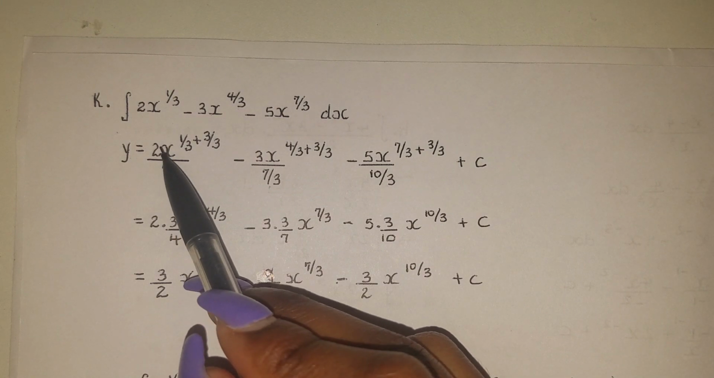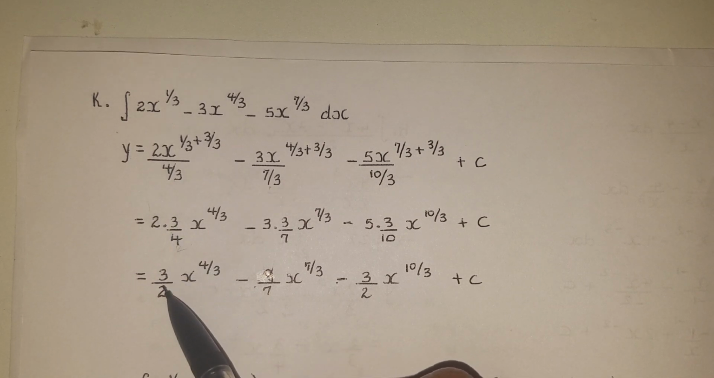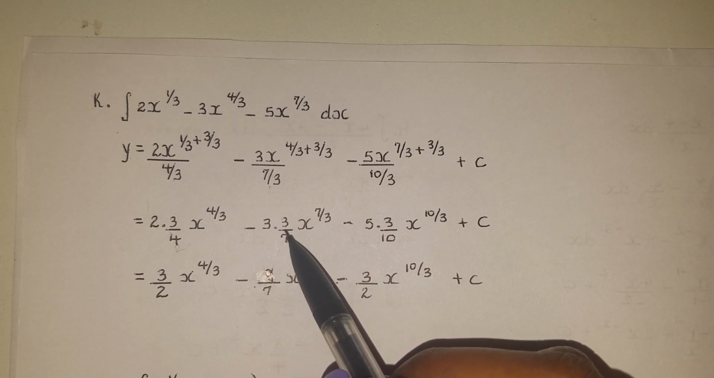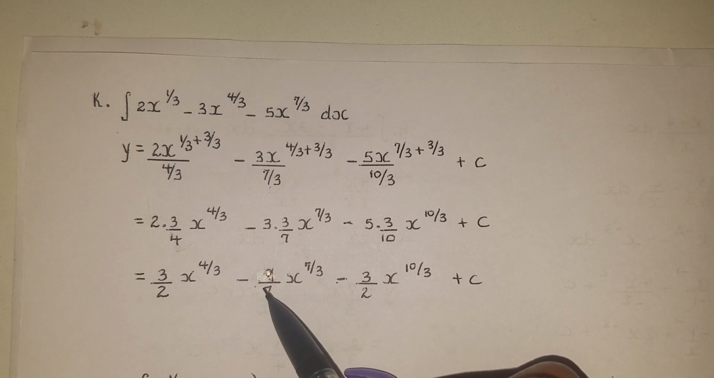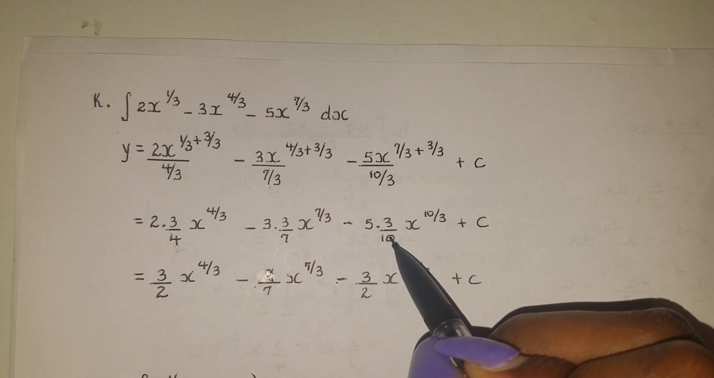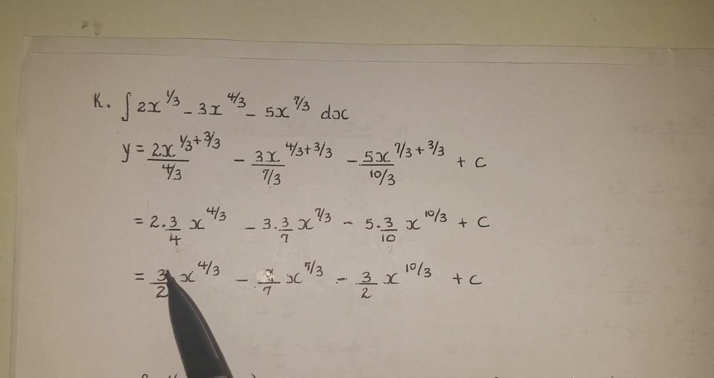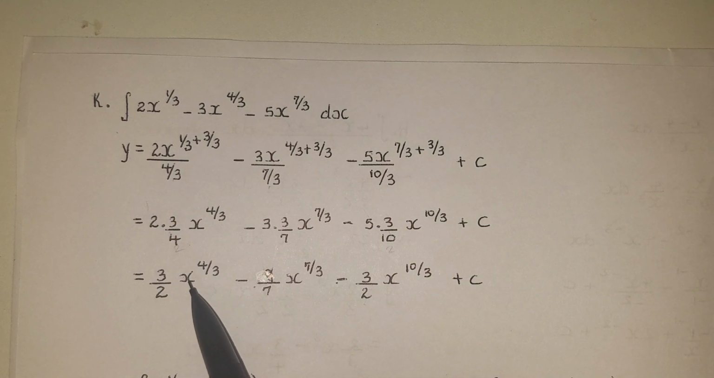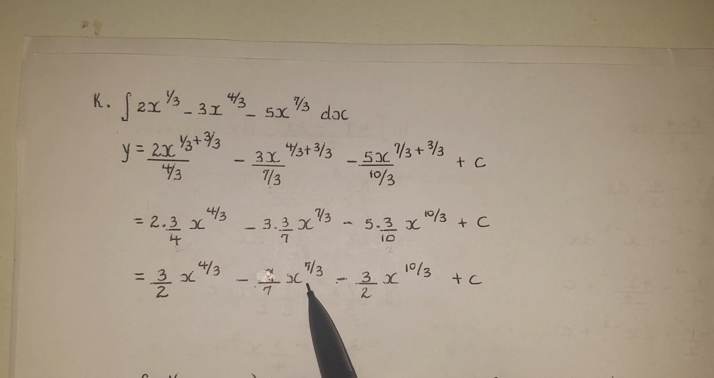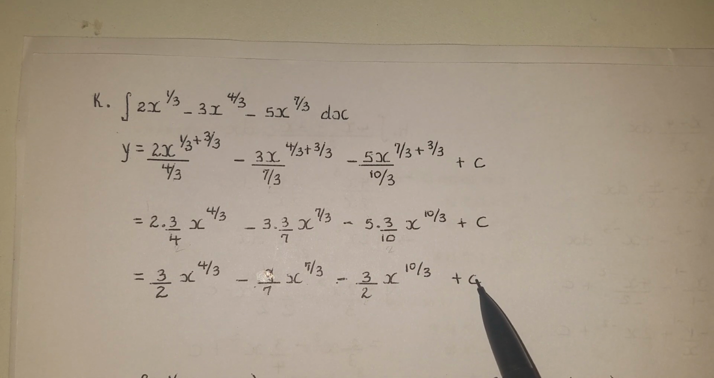This 4 over 3 goes up as 3 over 4, so this is now simplified as 3 over 2. This 7 over 3 goes up as 3 over 7, this becomes 9 over 7. And this 10 over 3 goes up as 3 over 10, gets multiplied by the 5, making it 3 over 2. So this is our answer: 3 over 2, x raised to 4 over 3, minus 9 over 7, x raised to 7 over 3, minus 3 over 2, x raised to 10 over 3, plus c.